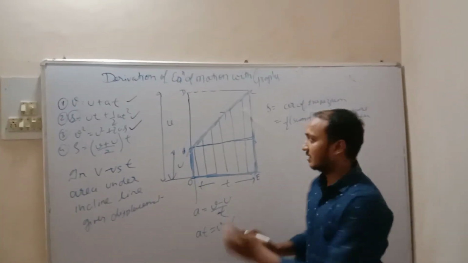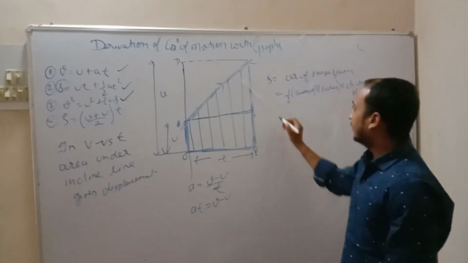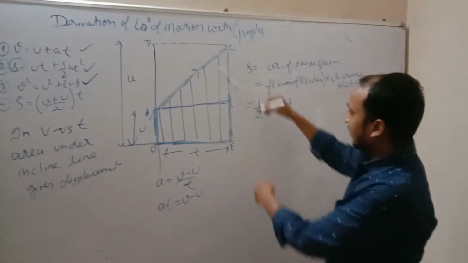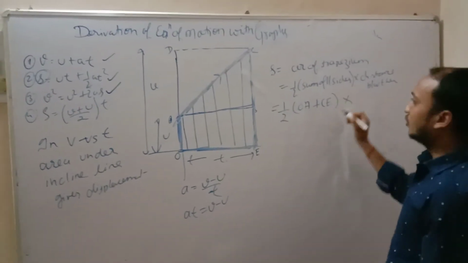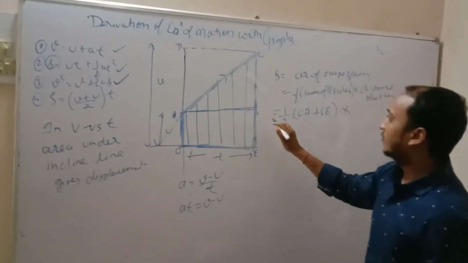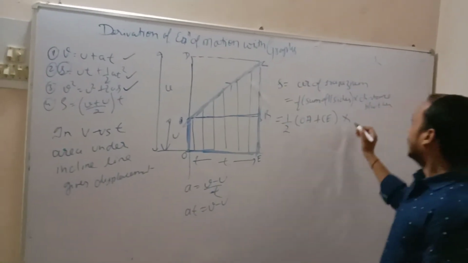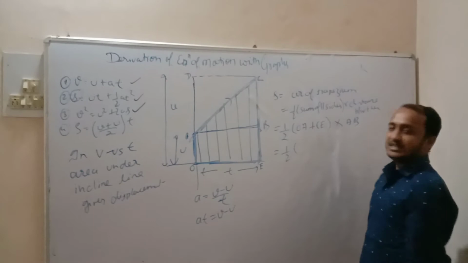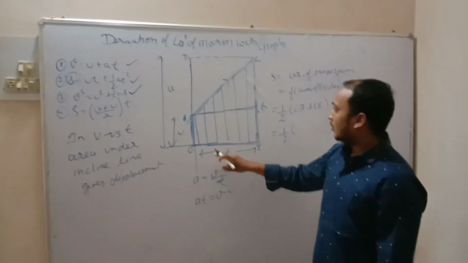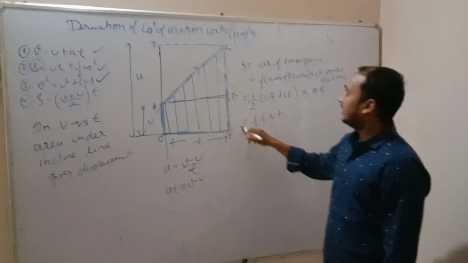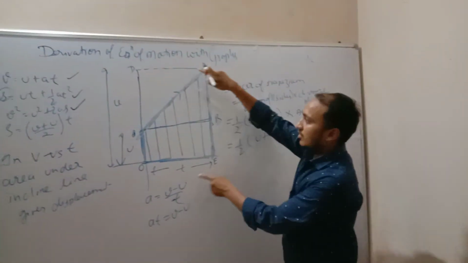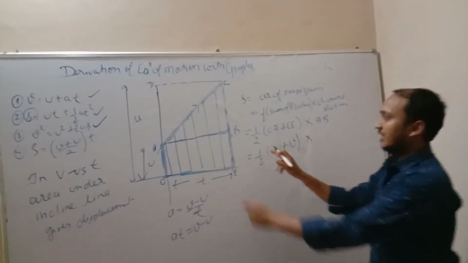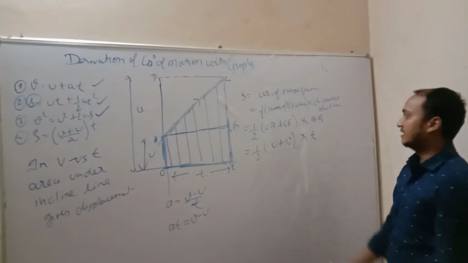Friends, this side and this side are parallel, so it's the sum. So we will write half, and the sum is OA plus CE, into the distance between them, which is AB. Now putting the values: OA is U. CE is V. AB is T.